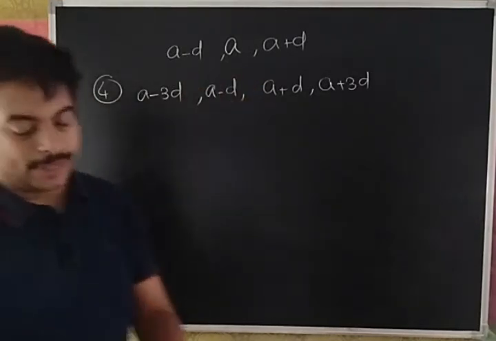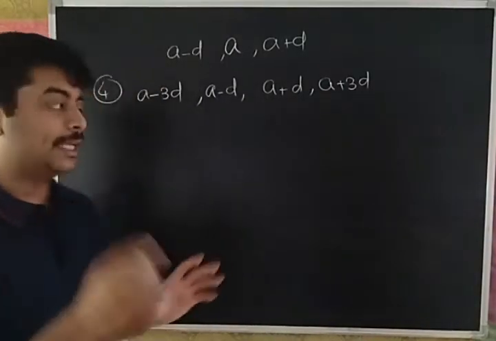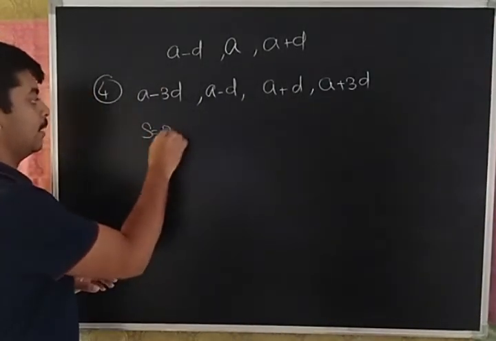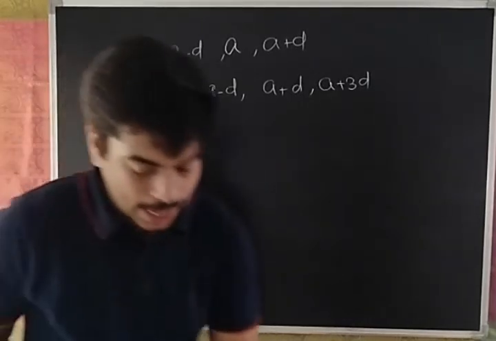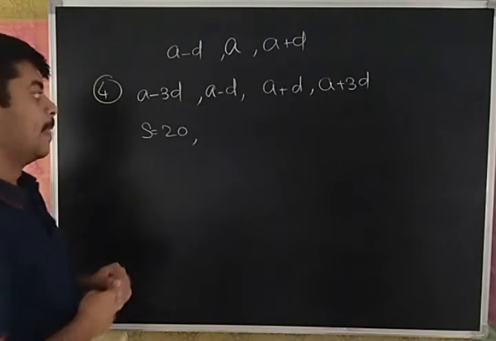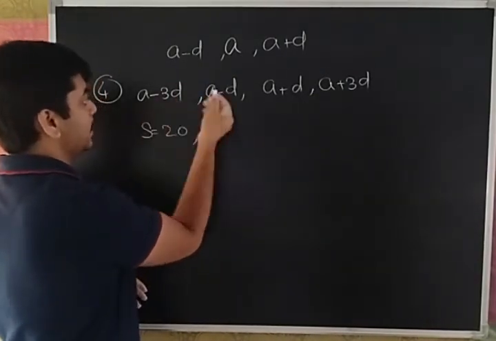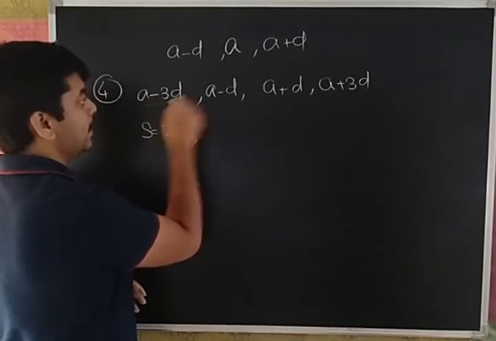Let us quickly see one example. Find 4 numbers in AP whose sum is 20, and the sum of whose squares is 120. Let us take these as some x, y, z, w.